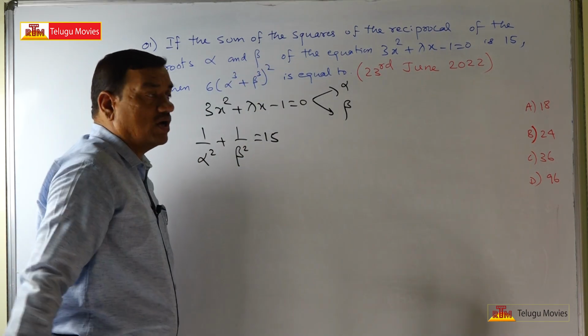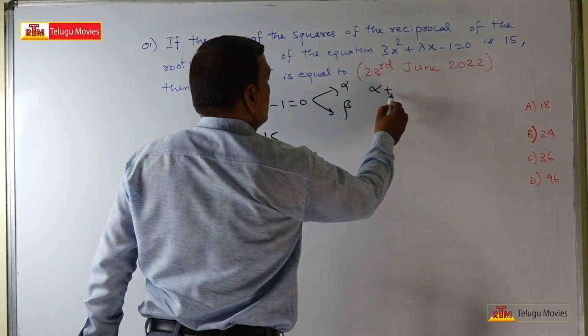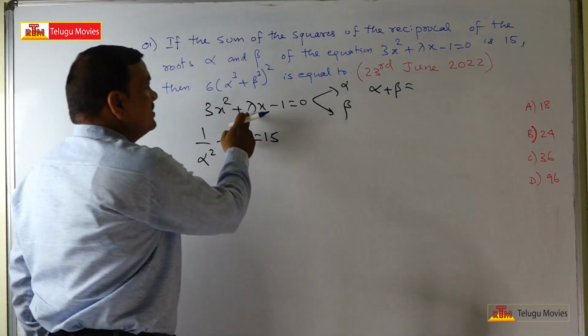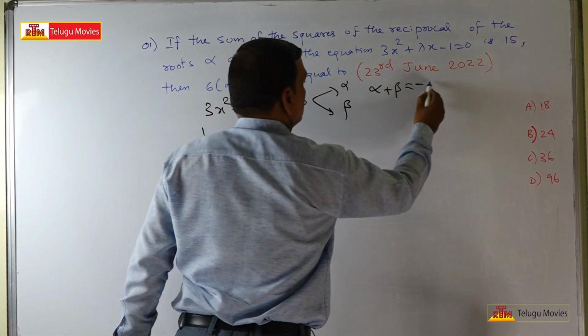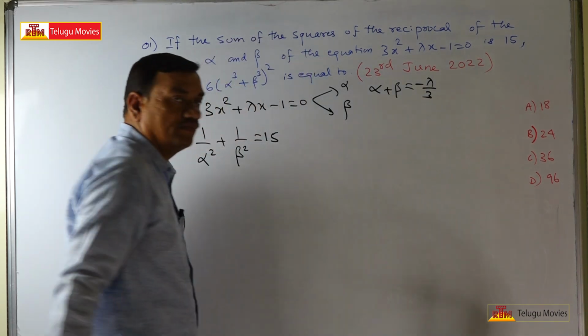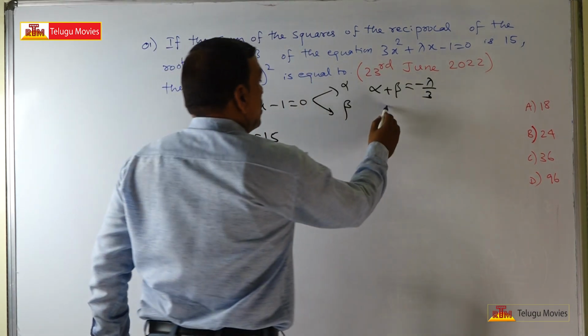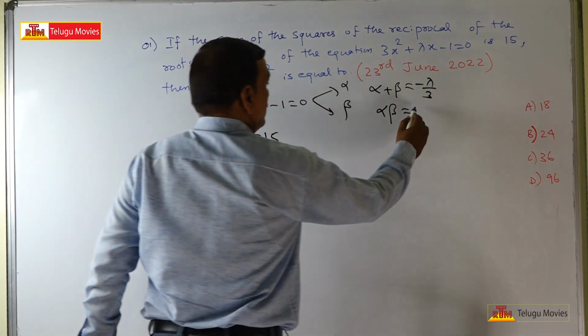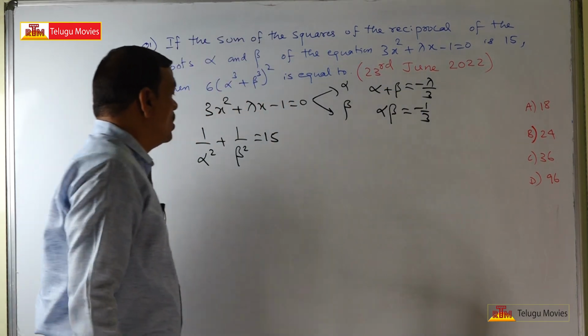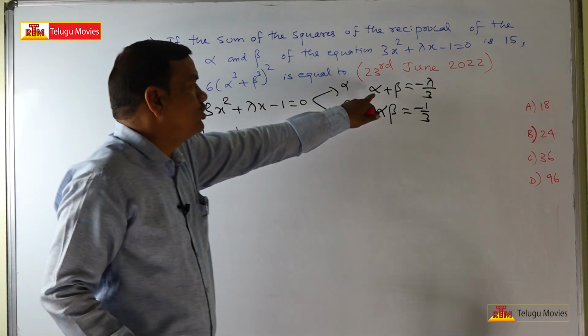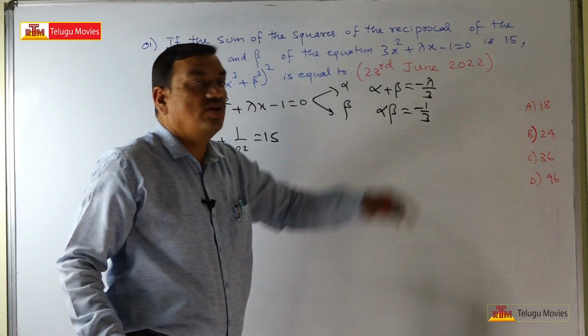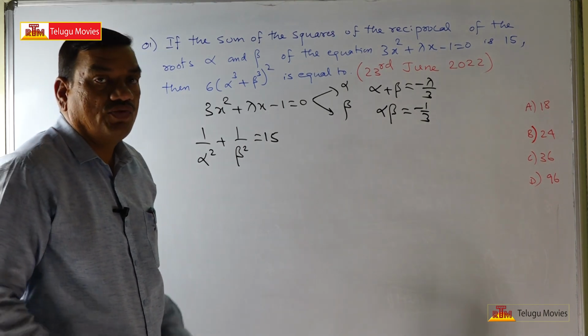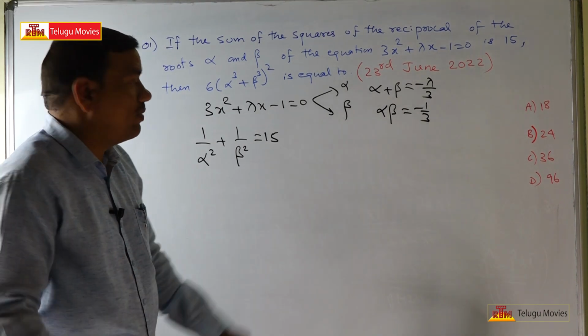From these we can also get two more relations. The sum of the roots is −b/a, that is −λ/3. The product of the roots, alpha into beta, is c/a, that is −1/3. Now using these two relations, first of all we have to find the value of lambda. If you find the value of lambda, the problem is over.